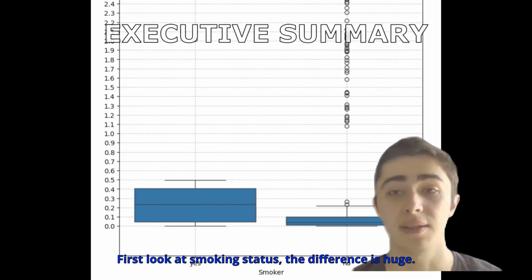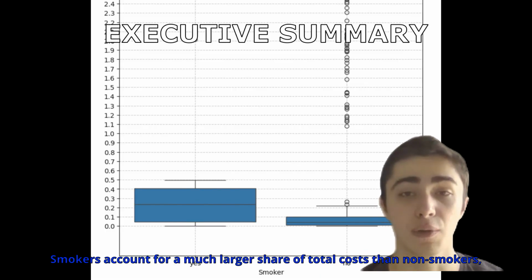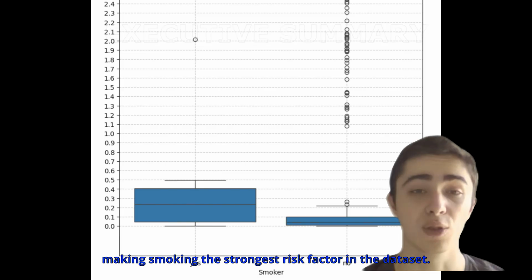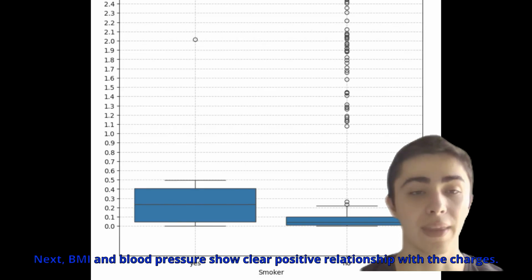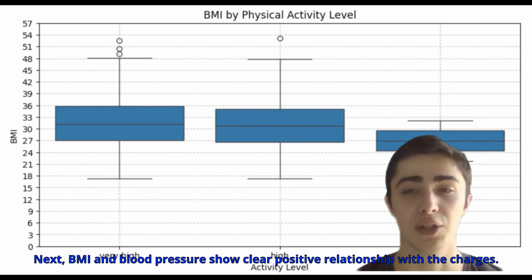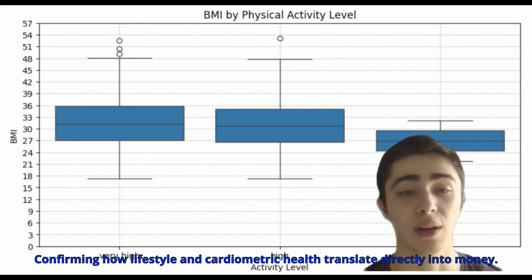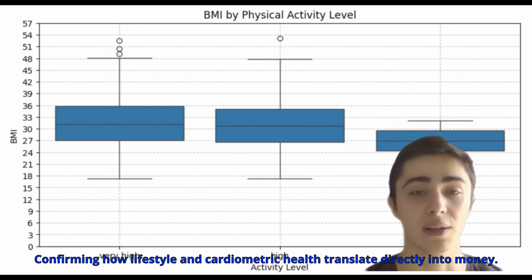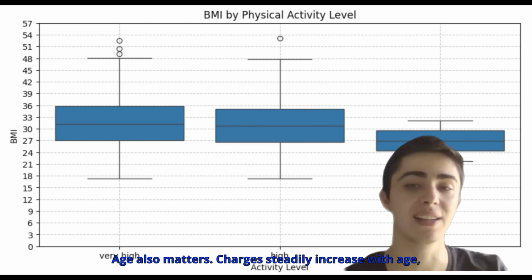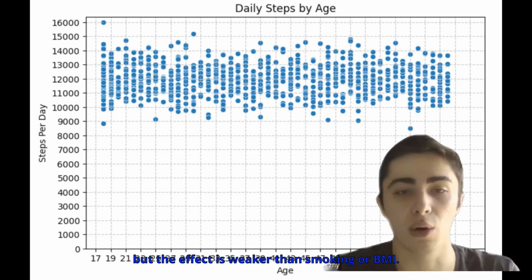First, look at smoking status. The difference is huge. Smokers account for a much larger share of total cost than non-smokers, making smoking the strongest risk factor in the dataset. Next, BMI and blood pressure show a clear positive relationship with the charges. As BMI and blood pressure increase, insurance costs rise as well, confirming how lifestyle and cardiometabolic health translate directly into money. Age also matters. Charges steadily increase with age, but the effect is weaker than smoking or BMI.